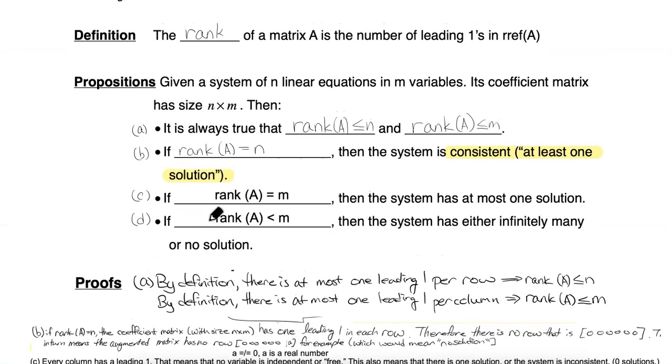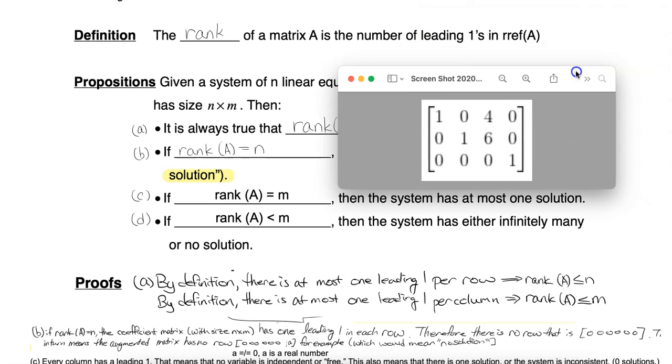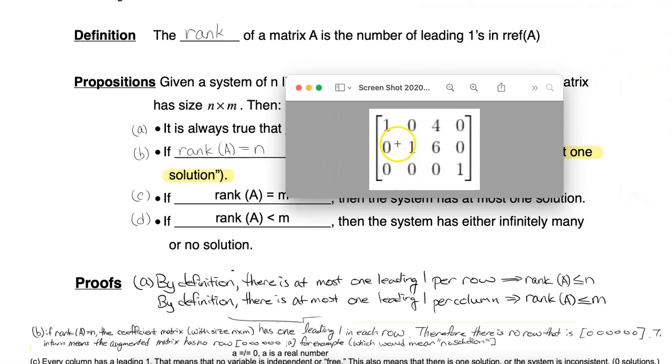So firstly, what is the rank? The rank of a matrix is the number of leading ones in RREF. So for example, this matrix here in RREF has rank 3 because there are 3 leading ones.